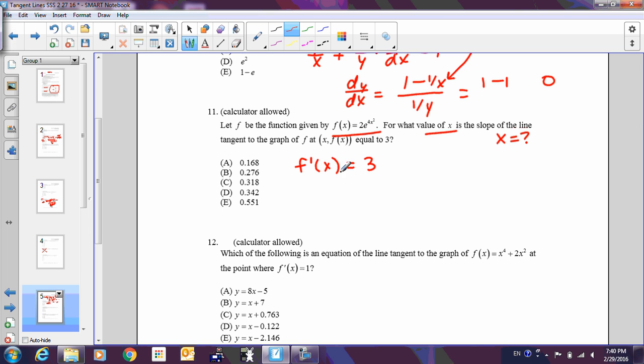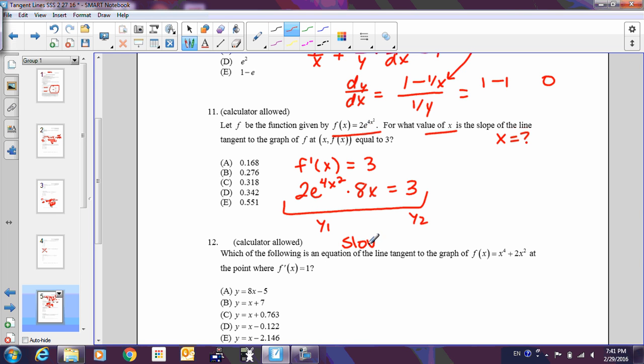Now, since this is calculator, you could derive this in your calculator using the derive feature. You could also just use what we just learned in chapter 5, which is the derivative of 2e to a power is the same thing times the derivative of that power. Now, you can use the solve feature to solve that equation. You could also put the left side in y1, the right side in y2, and find the intersection.